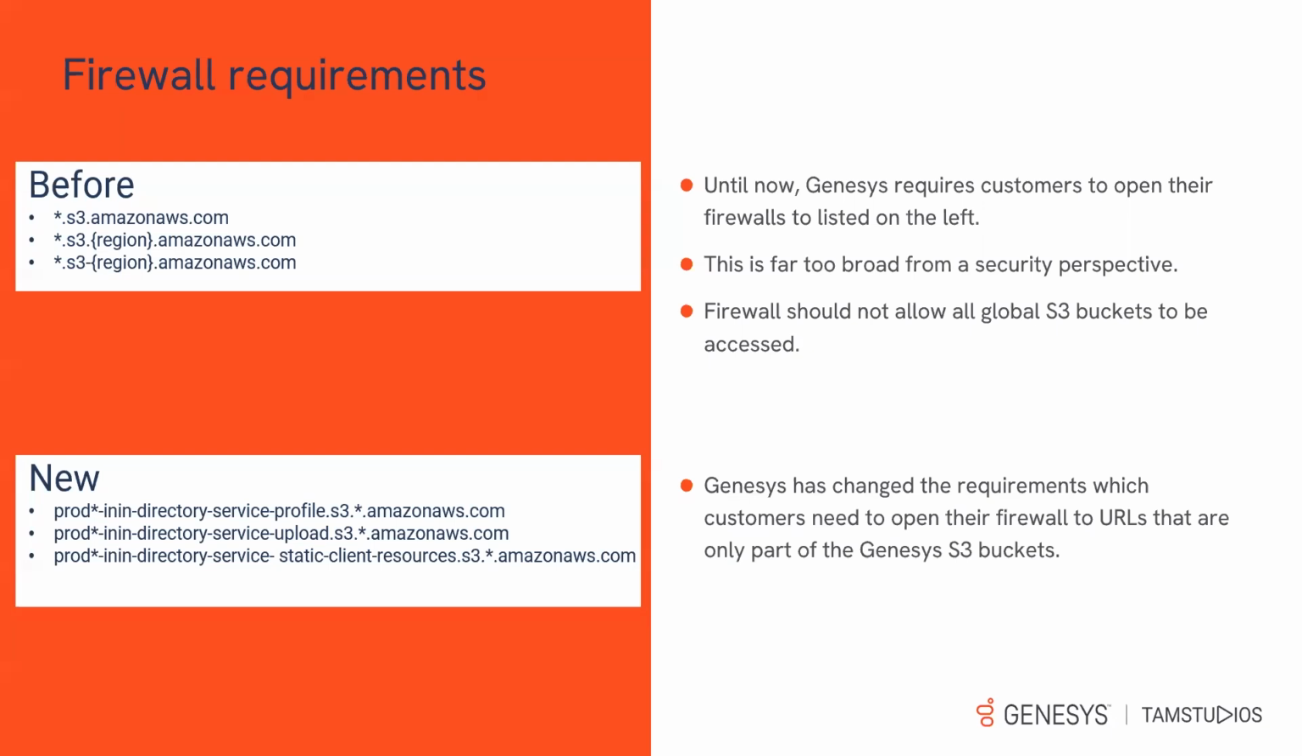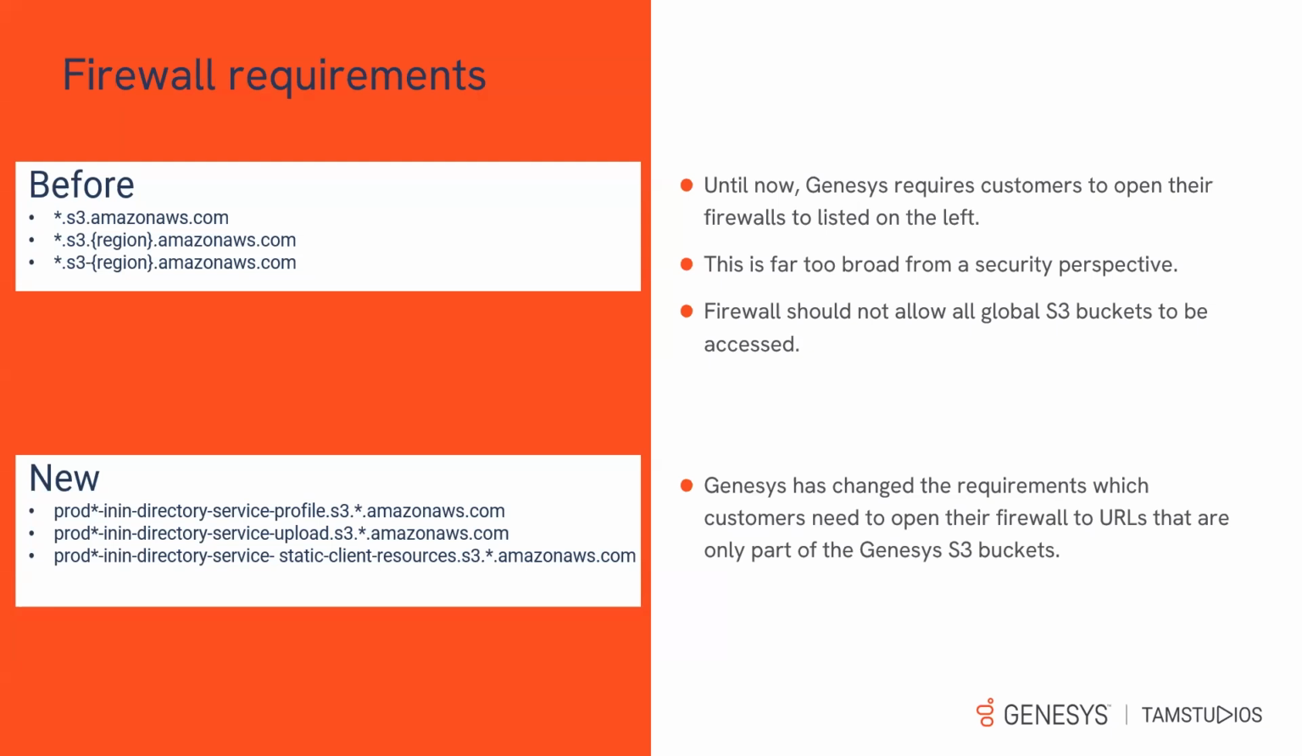Until now, Genesis required customers to open their firewall a little wider, like listed on the left, by specifying an asterisk at the beginning of the URL. Access to S3 that is not related to Genesis was also permitted.